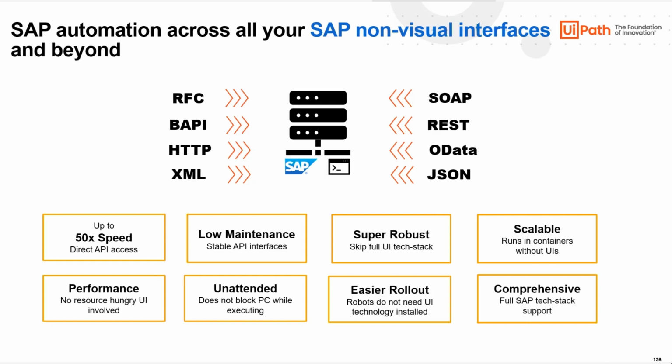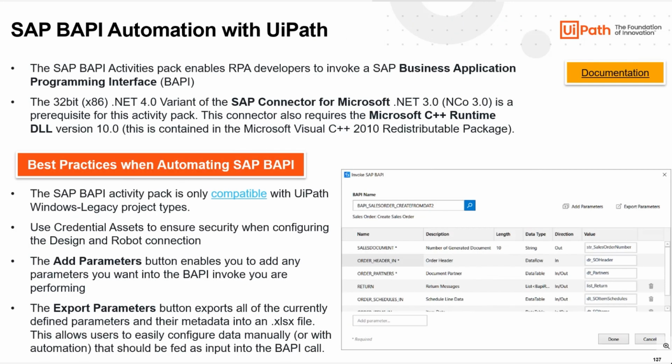The UiPath platform supports SAP automation for all your SAP non-visual interfaces. Whether it's RFC, BAPI calls, HTTP requests, working with XML files or JSON files, UiPath can handle it all. The most common type of non-visual SAP interface is the SAP BAPI.